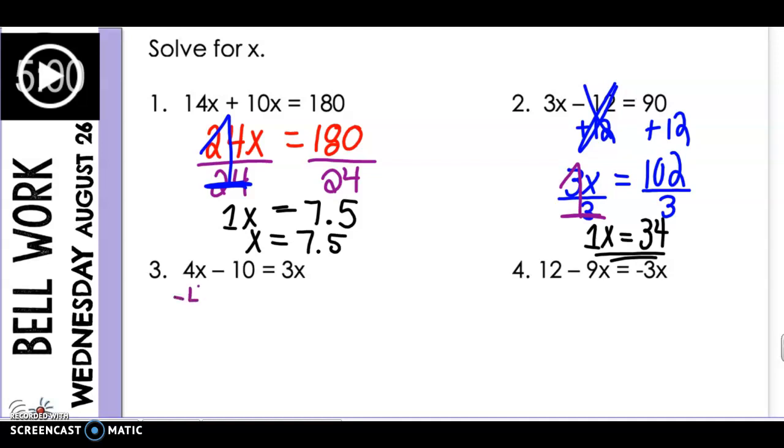So let's take this 4x, let's subtract 4x from both sides. It's a positive 4x, so it's like adding 4x. The opposite of being positive is negative.